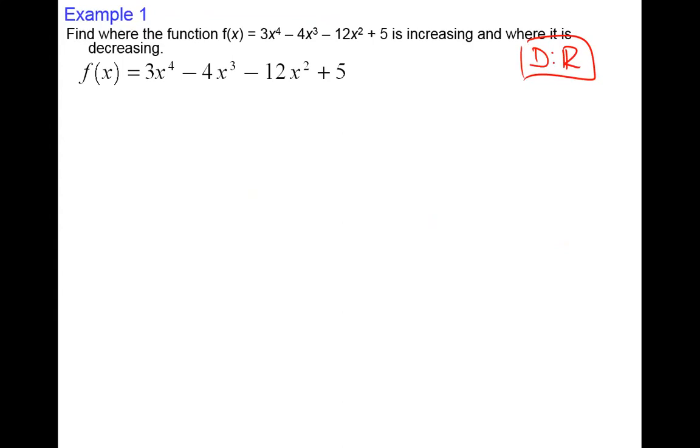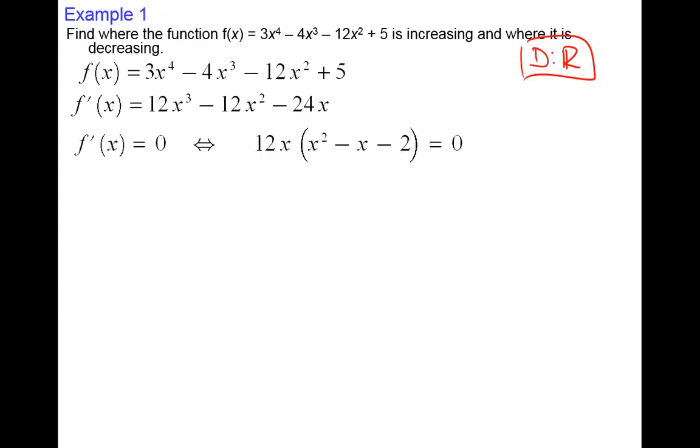Okay, this function is 3x to the power of 4 minus 4x cubed minus 12x squared plus 5. Now the derivative, I hope you agree. You can always check if I didn't make any typo. I think I get the derivative 12x cubed minus 12x squared minus 24x. Okay, and now I will solve, first of all, this equation. Remember, this is giving me the critical points, the critical numbers. I took the derivative.